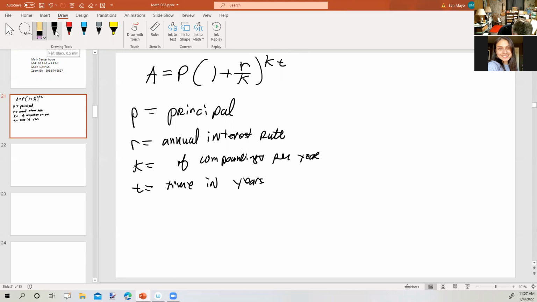Let's see. And we'll just go ahead and leave that. It's number of compoundings per year and time in years. Okay, so this is the formula to use to find the effect of compound interest.